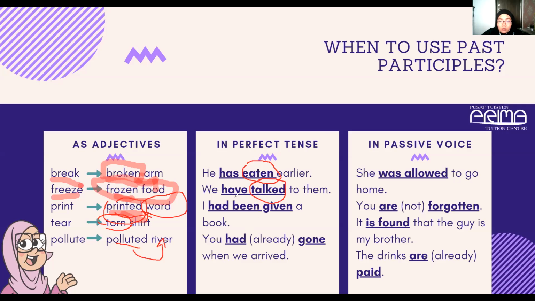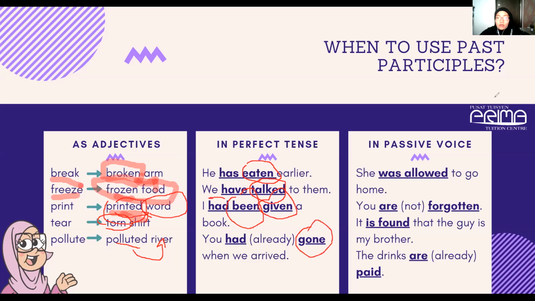I had been given. Been is a past participle form for the word be or is or are. Oh yeah, be, been, are, and is, are, was, were. And then we have given here, it's a past participle form for the word give. Okay, the last sentence would be, you had already gone. Gone is the past participle for the word go.